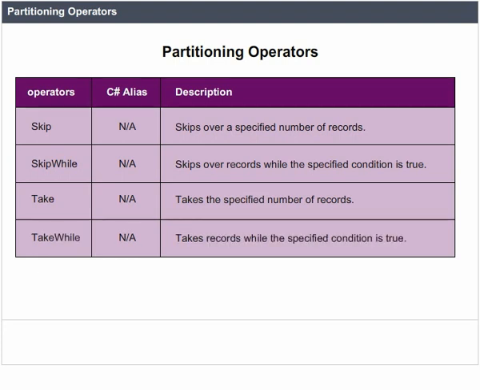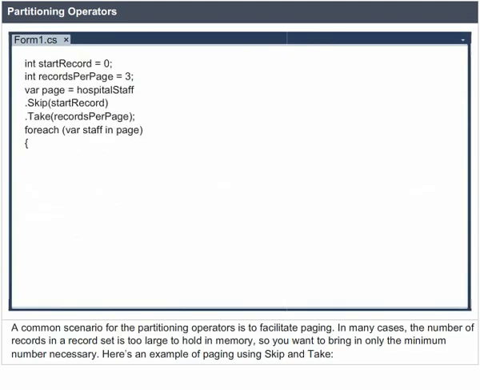A common scenario for the partitioning operators is to facilitate paging. In many cases, the number of records in the record set is too large to hold in memory, so you want to bring in only the minimum number necessary. Here's an example of paging using Skip and Take.